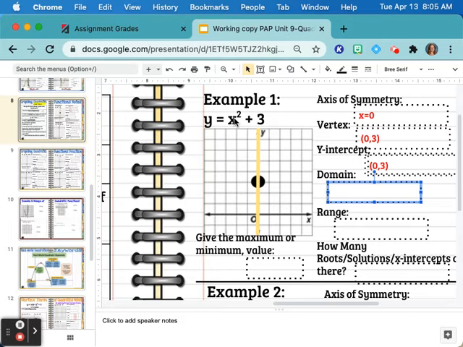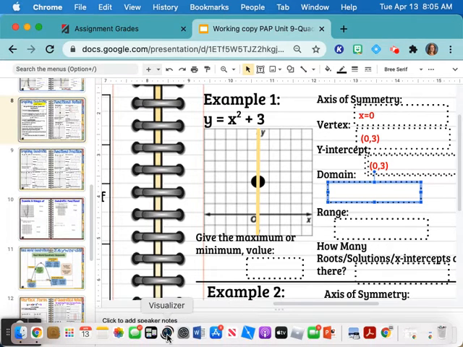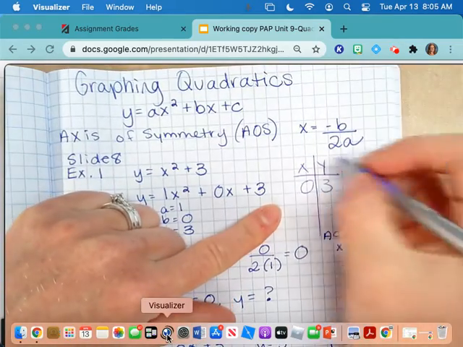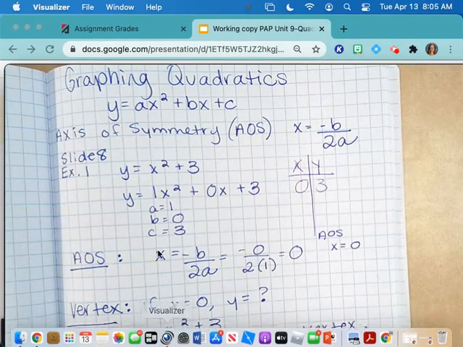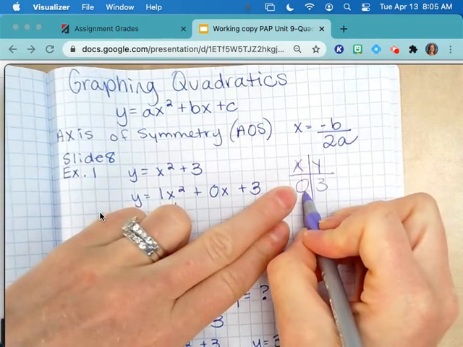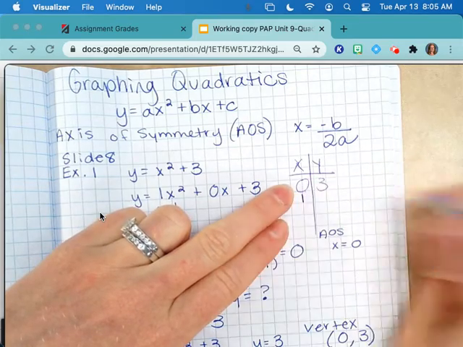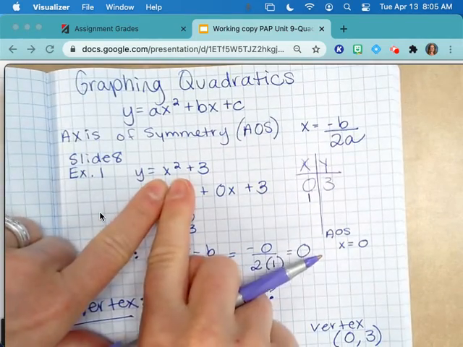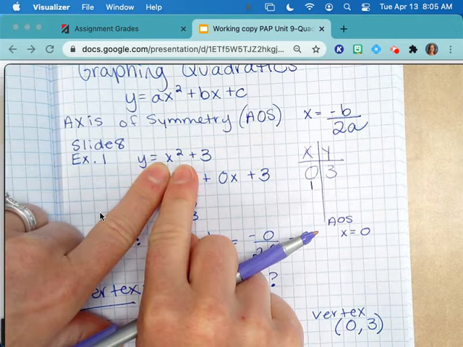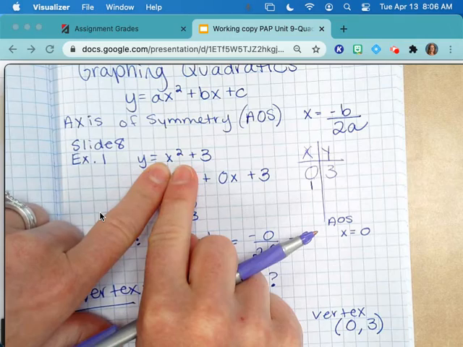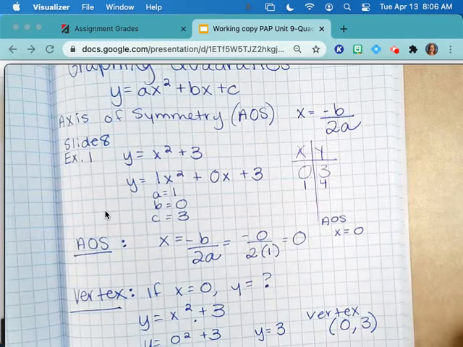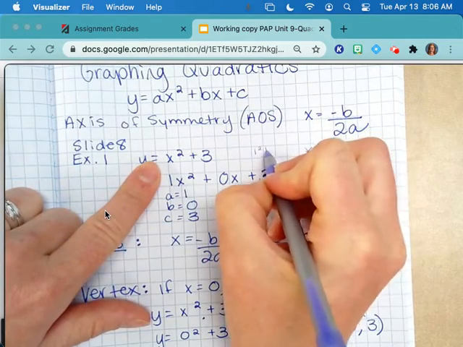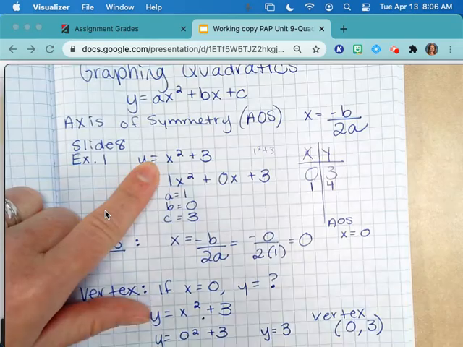So I know 0, 3. I'm going to make a table of values. So I know 0, 3 is there. I want 1 over from the vertex. So over would be 1. And I'm going to plug in a 1 here. If I plug in a 1 here, it'd be 1 squared plus 3. And what would that be? It'd be 4. And we found that by doing 1 squared plus 3 because we plugged in a 1.